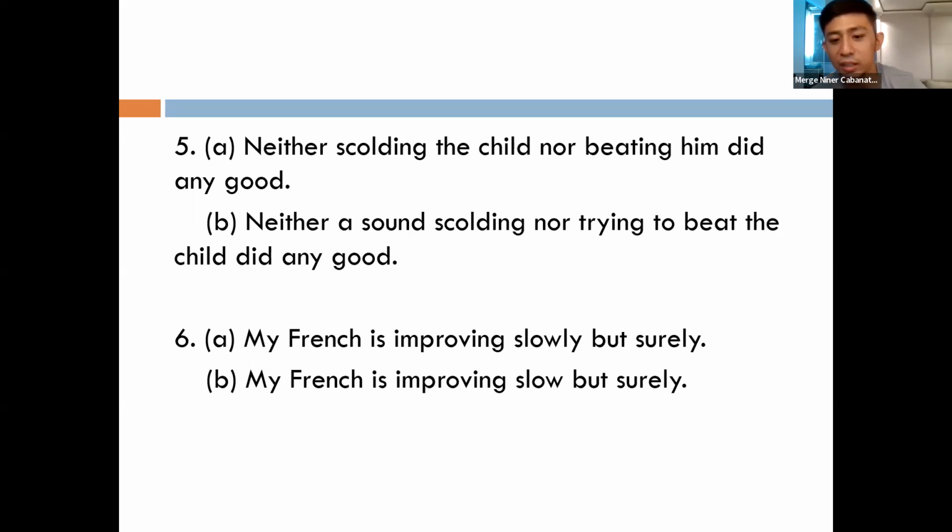Okay, what about number 6? My French is improving slowly but surely, or my French is improving slow but surely. Number 6, A or B? Number 6, letter A or letter B? Ayan, ang sagot nila po ay letter A. So, tama po ang sagot. Number 5 and number 6, the answer is letter A.